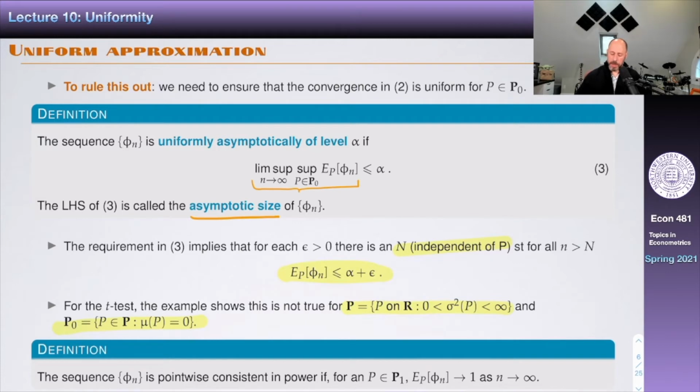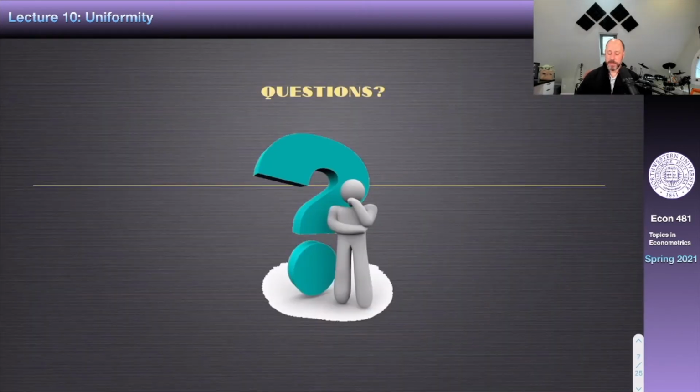Lastly, here I wrote the definition of pointwise consistent in power, which is just to say that the power for a given alternative goes to 1. We're not going to be talking too much about power, but we need power when we talk about what it means for something to be testable or not, okay? So are we clear about the 3 definitions that we have on finite sample size control, the pointwise, and the uniform version? Okay. Let's go.